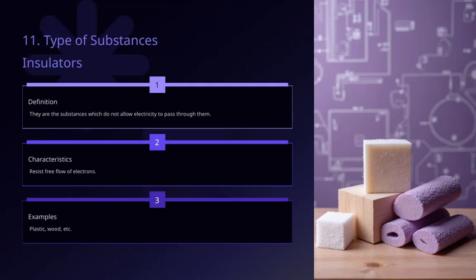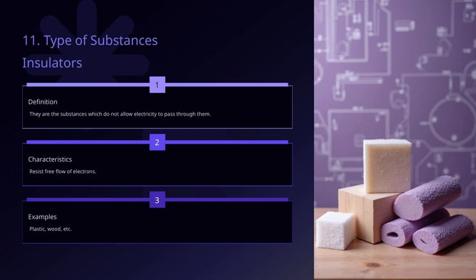Let's talk about insulators, which are a type of substances. Insulators are materials that do not allow electricity to pass through them easily. This is a key point because it helps us understand how we can control and protect ourselves from unwanted electric shocks. Now, one of their main characteristics is that they resist the free flow of electrons, meaning electrons don't move freely through these materials. This quality makes insulators very useful in many electrical applications.